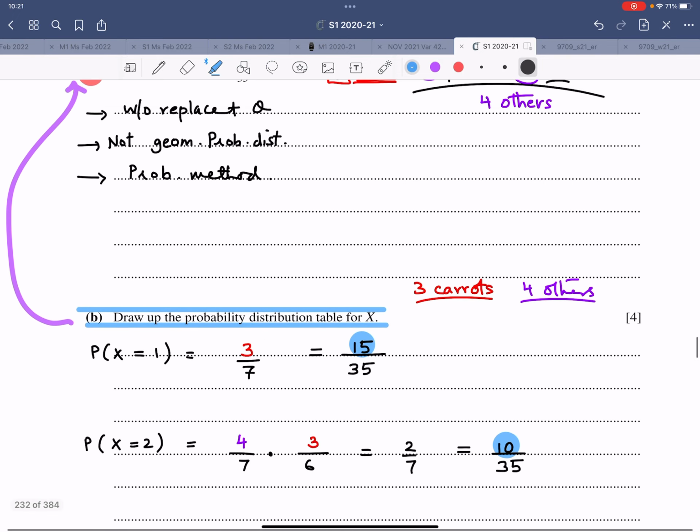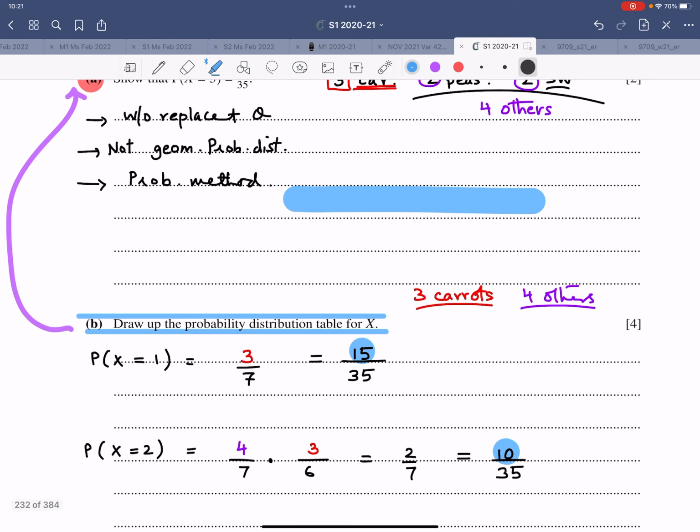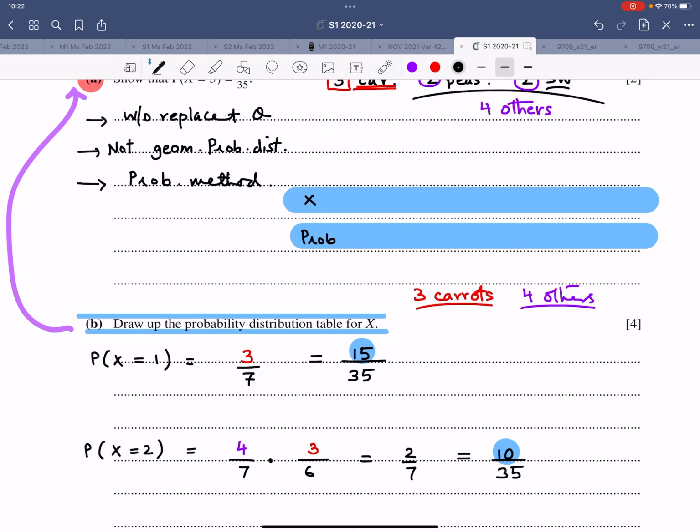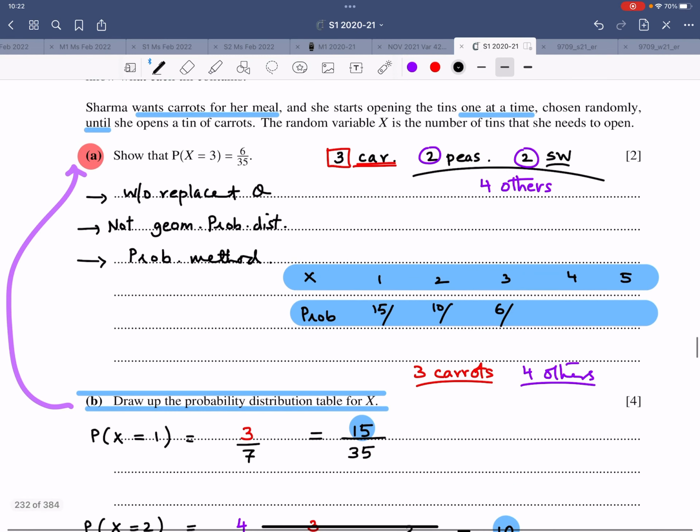So now the table that they are looking for is something like this. So let me just draw the table somewhere over here. This is the table that they are looking for. And this is X, corresponding probability. This is 1 and 2 and 3 and 4 and 5. 15, 10, 6, 3 and 1. So everything is taken care of. So this is 35, 35, 35, 35, 35. That's the table.